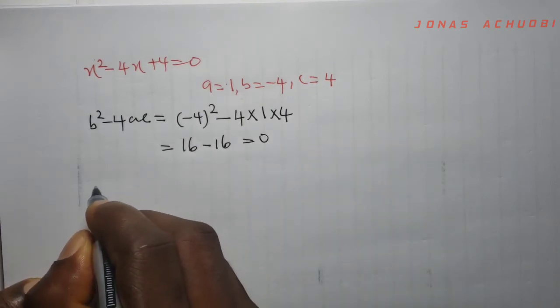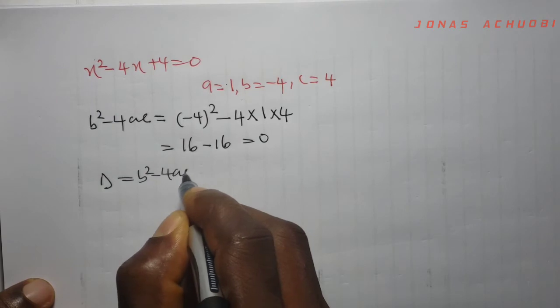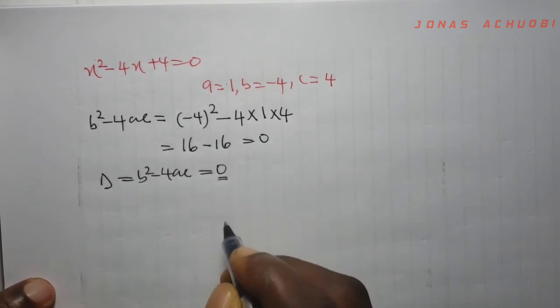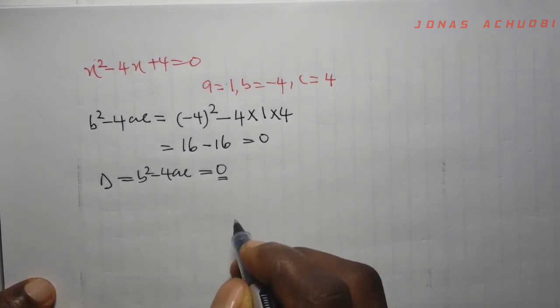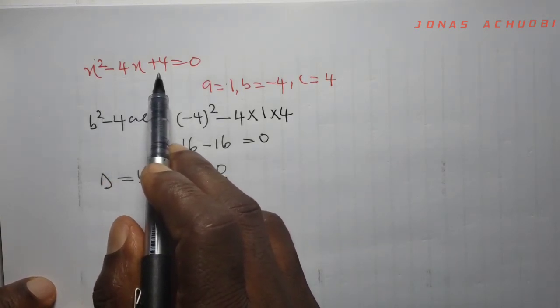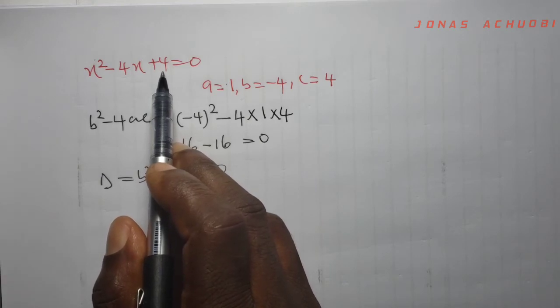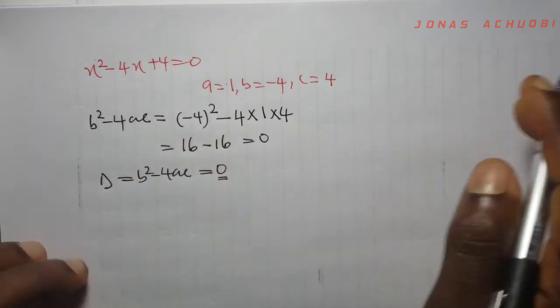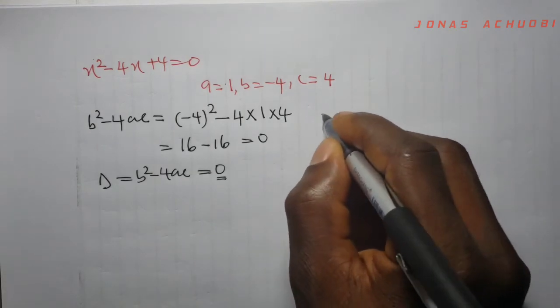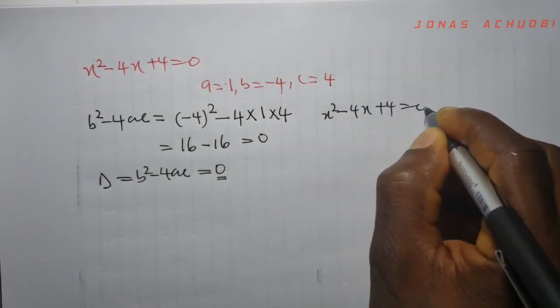So what do we see? The discriminant d equal to b squared minus 4ac is clearly 0. So what does this tell us? This tells us that this equation we're about to solve will have one real solution or a repeated solution. Let's solve it so we understand better what we're saying. Let's do it very quickly. x squared minus 4x plus 4 equal to 0.